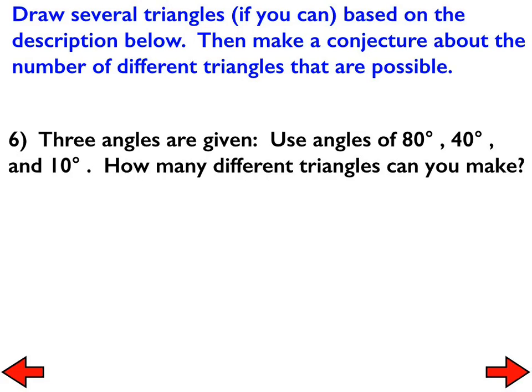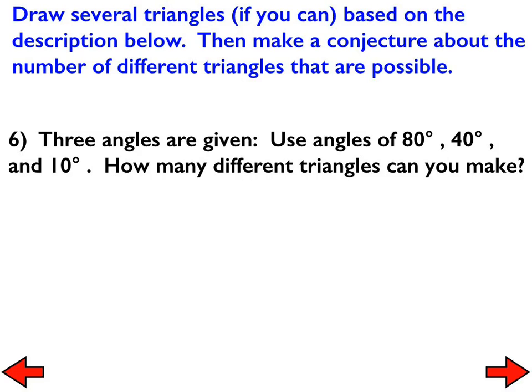Yesterday we did 1 through 5. I want you to try and draw a triangle where one angle is 80 degrees, a second angle is 40 degrees, and a third angle is 10 degrees. So you're trying to draw one triangle that has all 3 of those angles. So I'll give you a minute or 2 to try and figure that out.